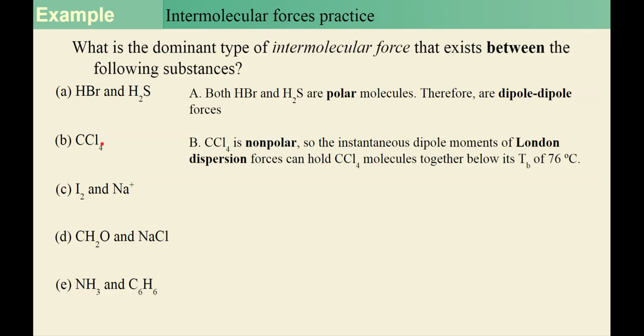CCl4 has a whole bunch of electrons. So again, water boils at 100, so it's not as high as water, but this thing weighs almost 10 times as much as water. So even though it's almost 10 times bigger, it's lacking polarity, it still has a lower boiling point.